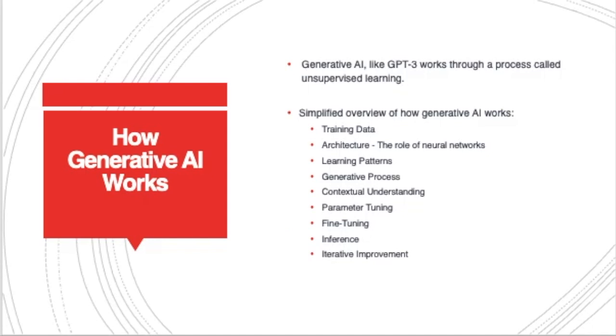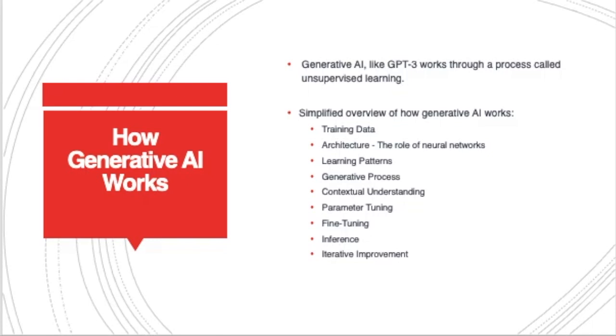So let's talk about how generative AI works. Generative AI, like GPT-3, works through a process called unsupervised learning. How generative AI works. First, training data. Generative AI models are trained on vast amounts of diverse data. For GPT-3, this includes a wide range of text from the internet. Architecture. These models use a deep neural network architecture. In the case of GPT-3, it's a transformer neural network. We discussed this in the earlier slide.